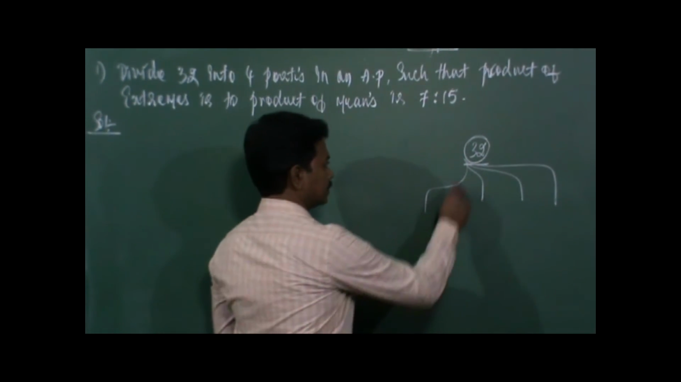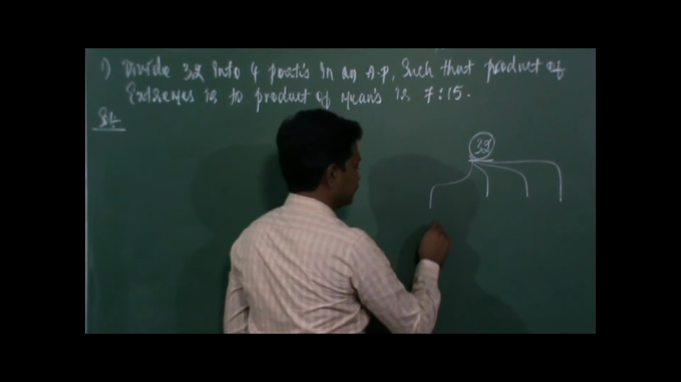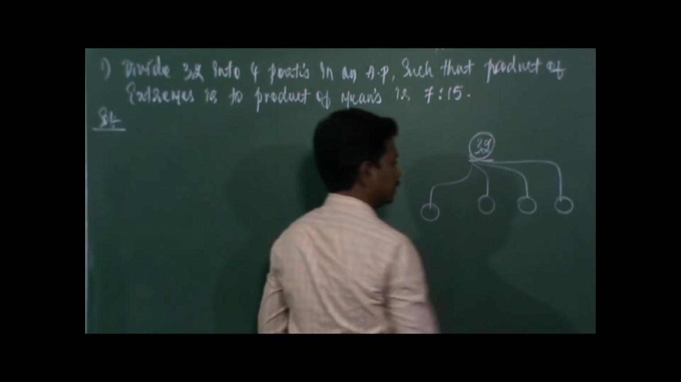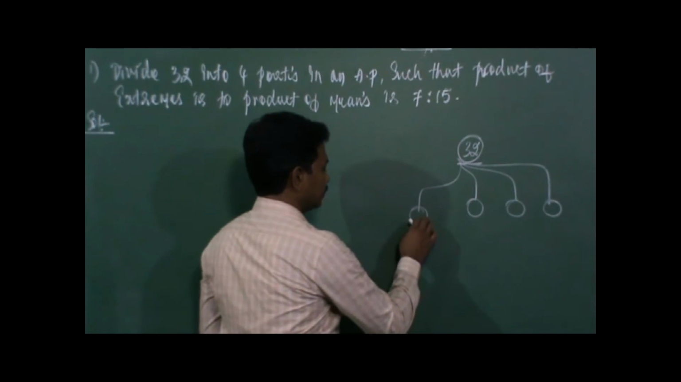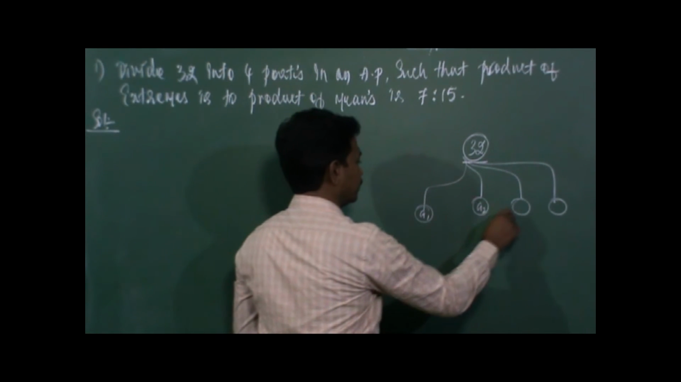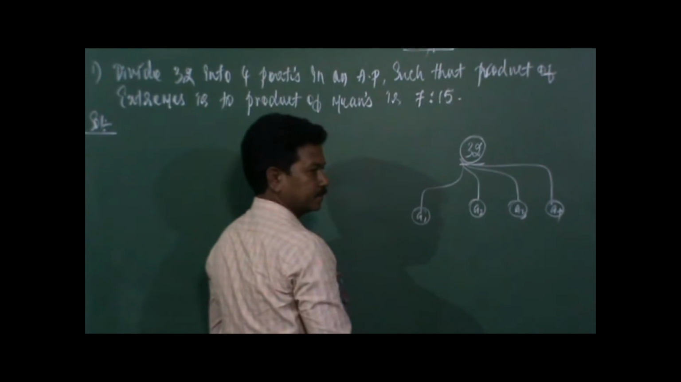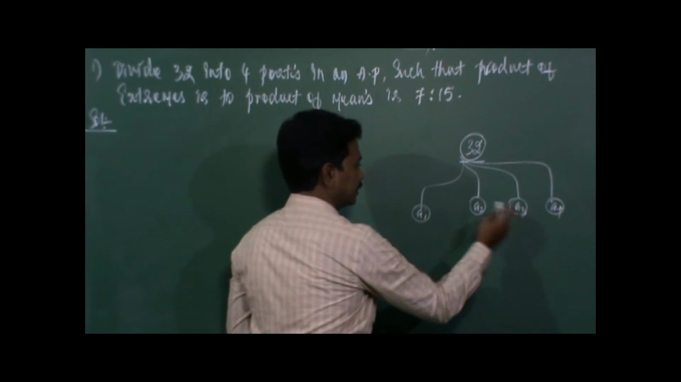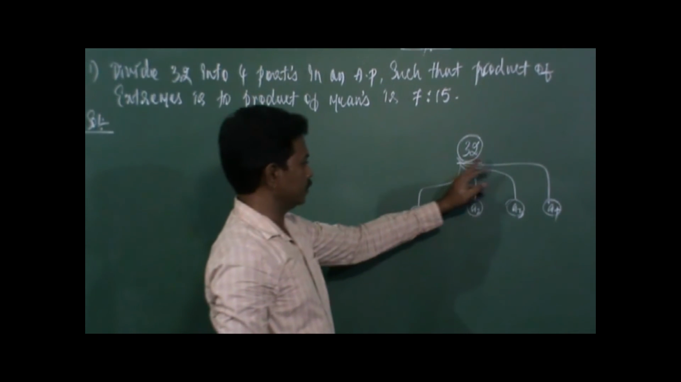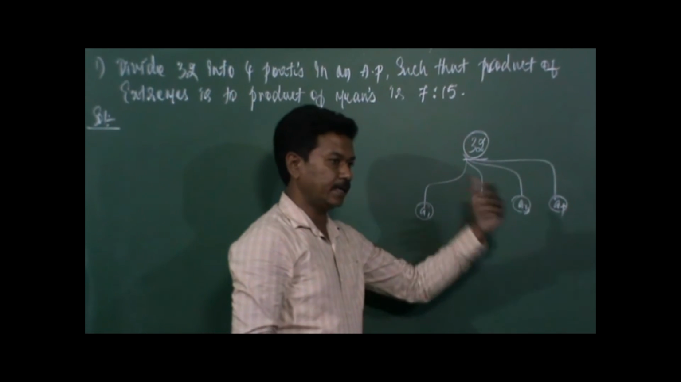We have to divide this 32 into 4 parts. This is the first part, this the second part, this the third part, and this the fourth part. If you take the first part as A1, the second as A2, the third as A3 and the fourth as A4, they should be in AP. That is, A2 minus A1 should be equal to A3 minus A2, which should be equal to A4 minus A3. So divide 32 into 4 parts such that the parts are in AP.